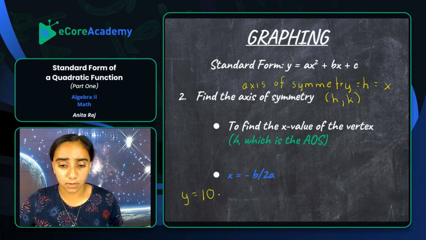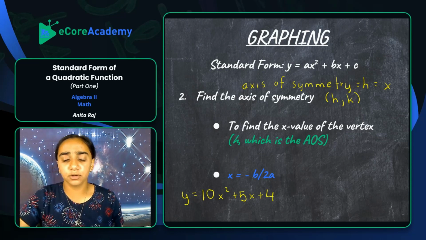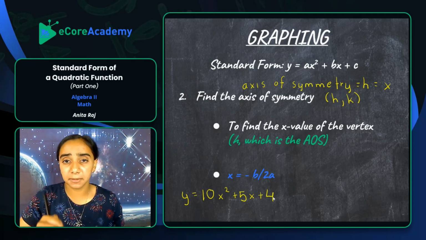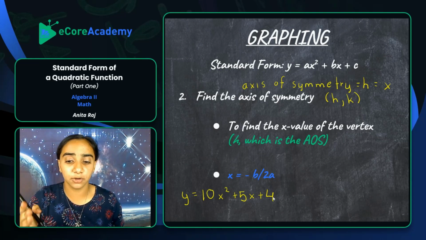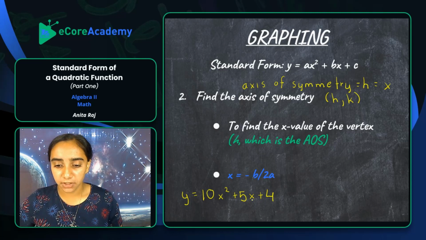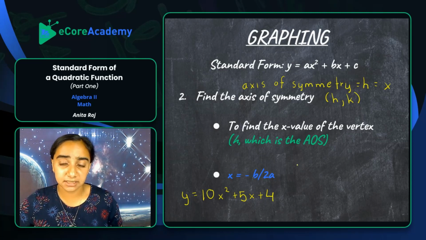So if we're working with the standard form, I'm going to use a similar one to the last slide: y equals 10x squared plus 5x plus 4. We can't pull a vertex from this. That's why you need to apply this principle I gave you, x equals negative b over 2a. So what does this mean? You take your b value, which is 5, and you make it negative. If it's positive, you make it negative. If it's negative, you make it positive. In this case, our b value is 5, so 5 times negative 1 is negative 5.